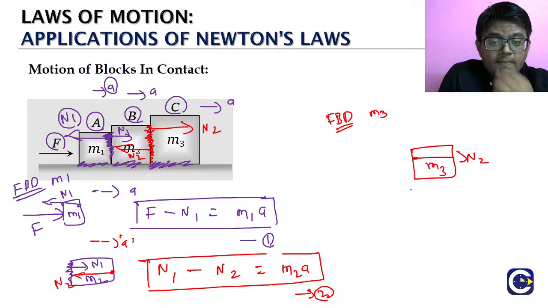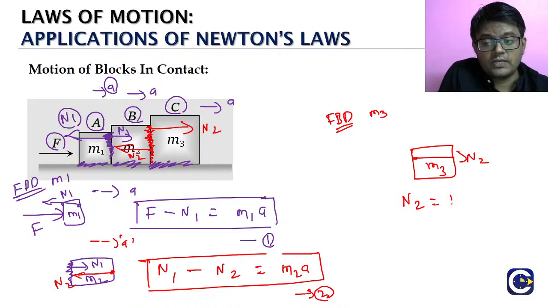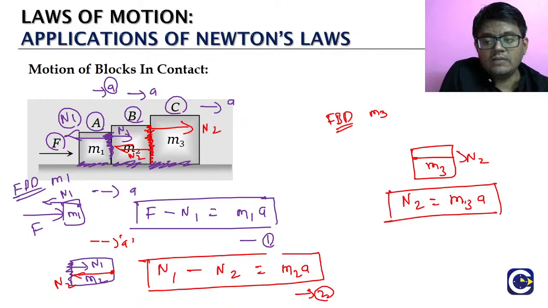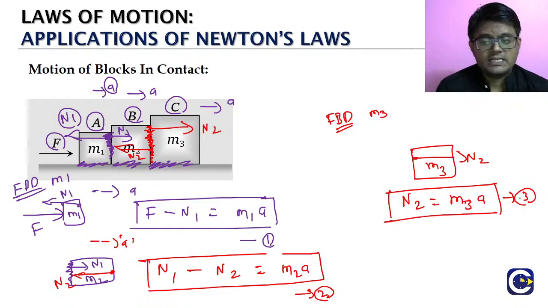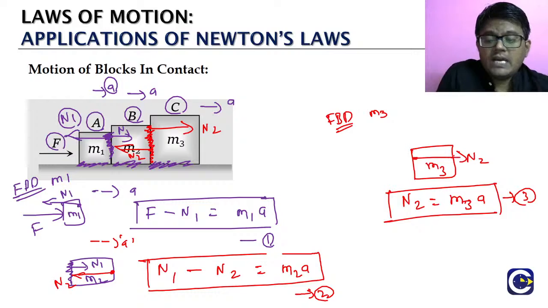Now look, what equation comes? Only one force is there, which is N2. So N2 is equal to what? M3 into A. That's all. Only one force is there, and that will give the acceleration in the horizontal direction. Okay? So now we have three equations.